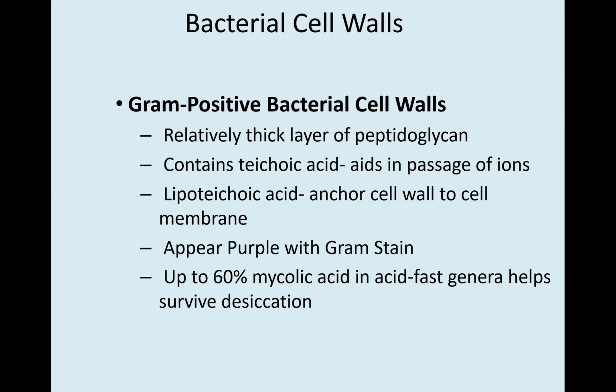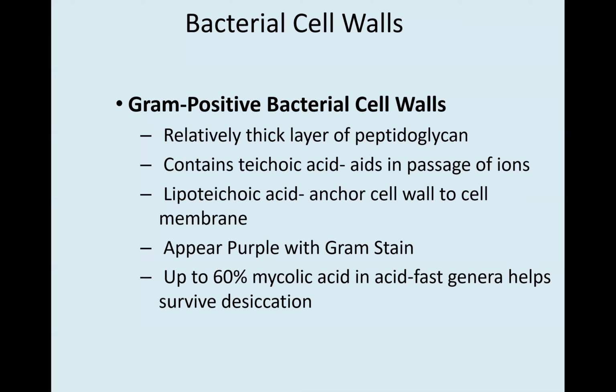And we will differentiate bacteria whether or not they are gram-positive or gram-negative. So to start off with gram-positive bacteria, gram-positive bacteria have a very thick layer of peptidoglycan in comparison to gram-negative. One thing about gram-positive bacteria is that it contains teichoic acid, and that is going to help to aid in the passage of ions. You will want to know that gram-positive bacteria contain teichoic acid.